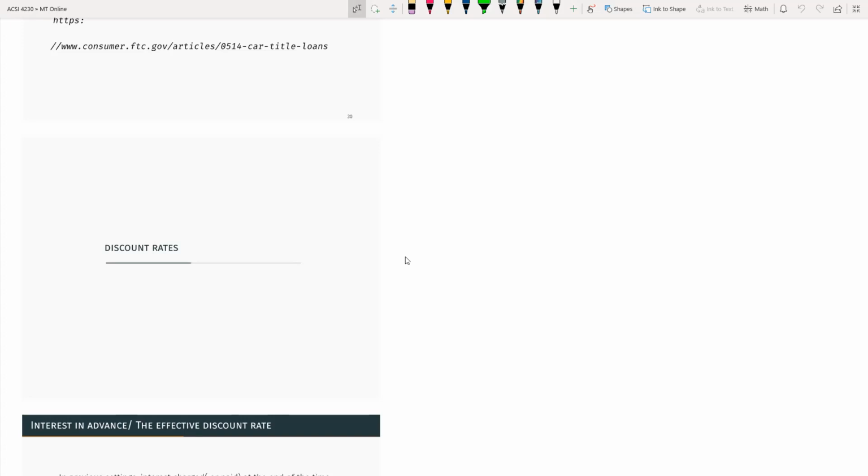For example, let's say this is present, and then this is future, and if you have $100 here, when you discount it to the present, it should be less than $100. So it can be something like 90, 95, or maybe 80, depending on what kind of discount rate you use. So here we are going to discuss discount rates.